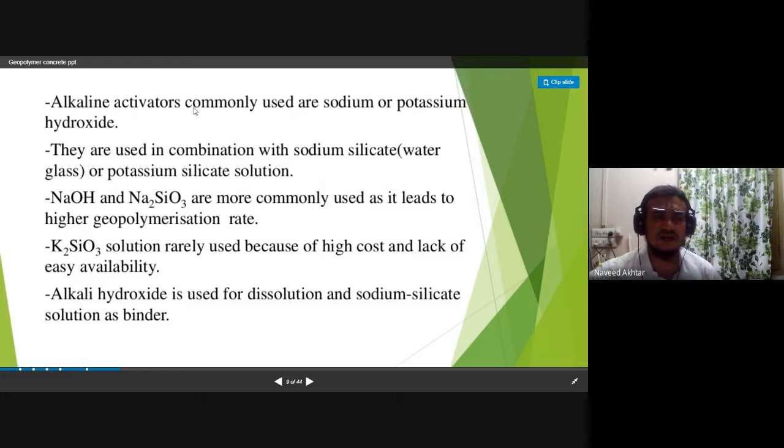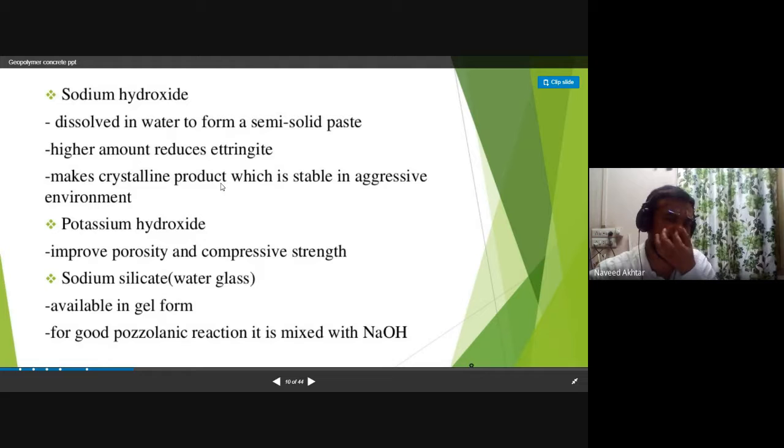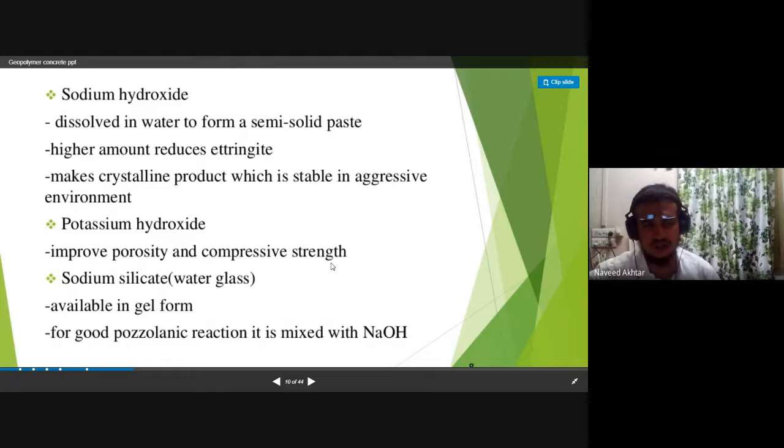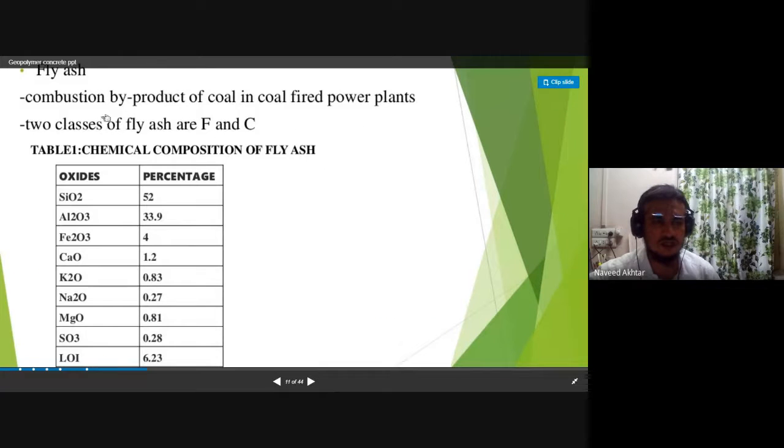The alkaline activators commonly used are sodium or potassium hydroxide. They are used in combination with sodium silicate, also called water glass, or potassium silicate solution, or a combination of these two can be used for making the concrete. These are the alkaline solutions. They may be produced from sodium hydroxide or potassium hydroxide.